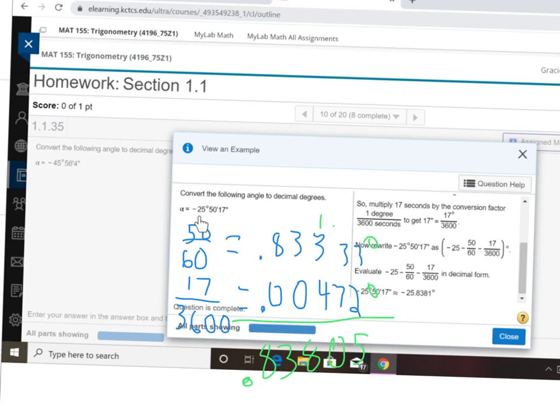And the 25 degrees, you just bring it down. It's already degrees. You're converting this part. This is less than 1 degree. It actually comes out to be 0.8381 degrees.